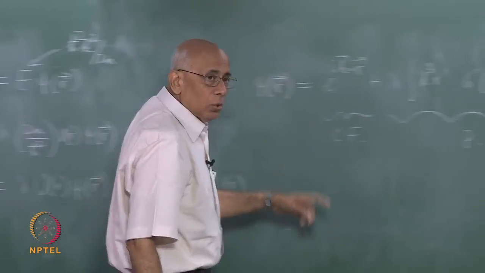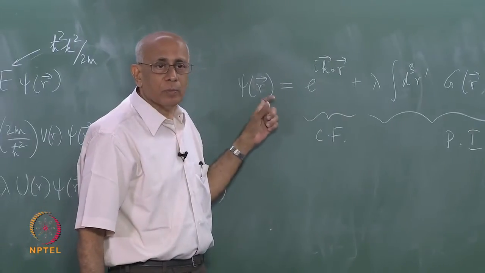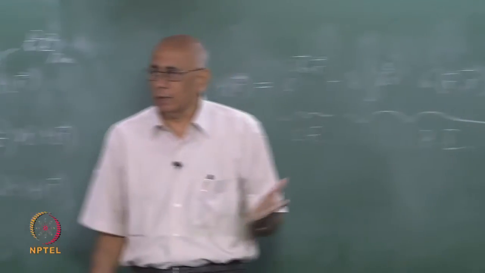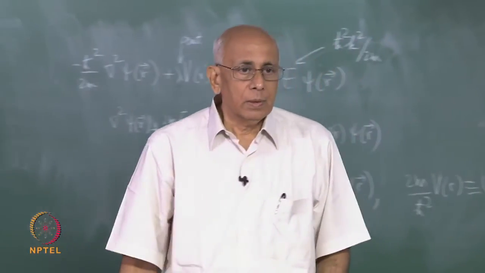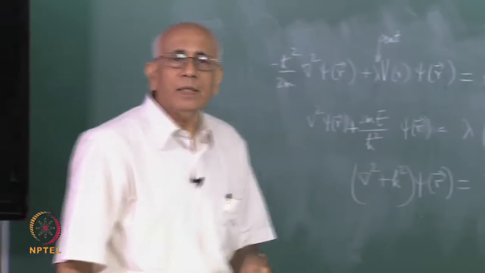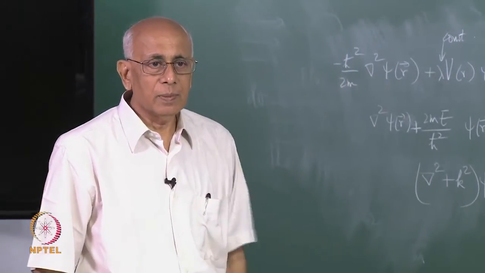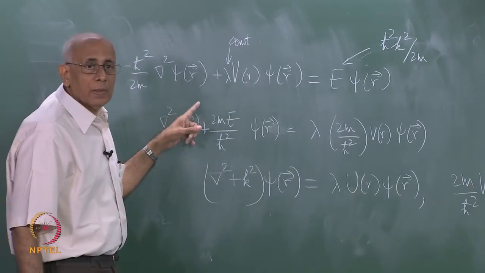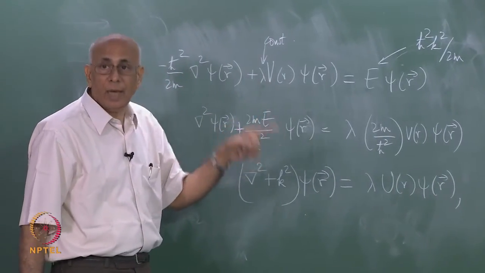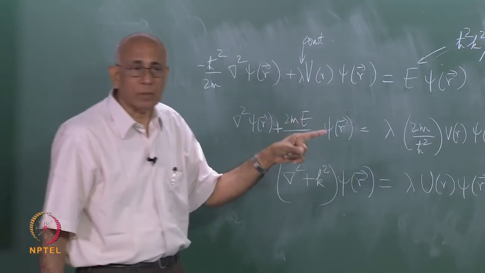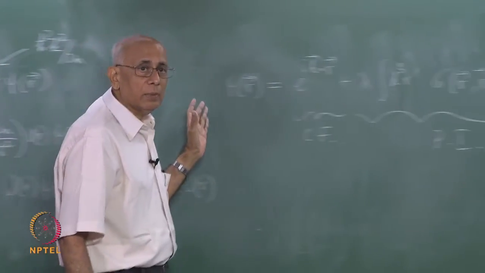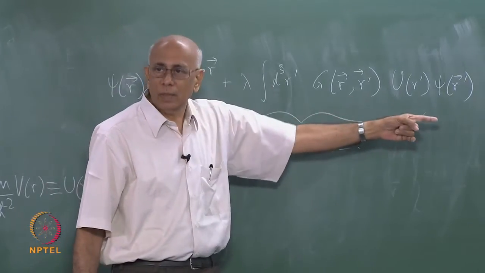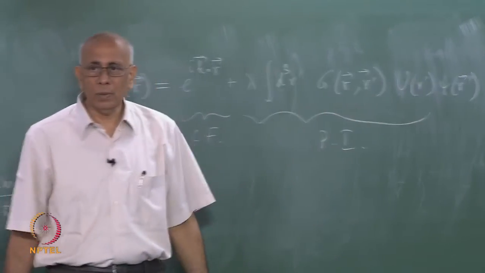Now this is not a solution for psi of r, you have to appreciate that very clearly, because the same psi of r appears on the right hand side. What it is, however, is an integral equation for psi of r. I have started with a differential equation, and once I find that Green function, then I have an integral equation for psi of r, which is as hard to solve as the differential equation, but I am not going to really try to solve it immediately. I am merely going to try to find the asymptotic form out there.